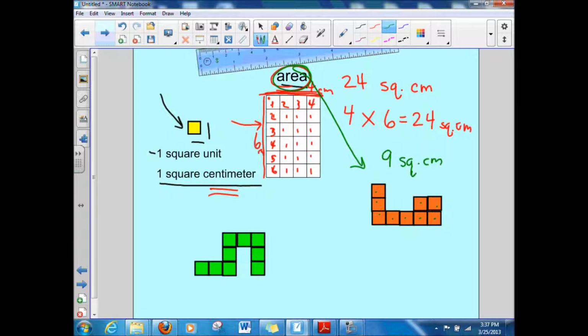Which figure is bigger as far as the area goes? Is it the green one or the red one? Well, let's count. Let's change colors here so we can see it easily. 1, 2, 3, 4, 5, 6, 7, 8, 9. Hey, these figures have equal amounts of area. They both have 9 square centimeters. Well, we're going to go on to the next slide here and take a look.